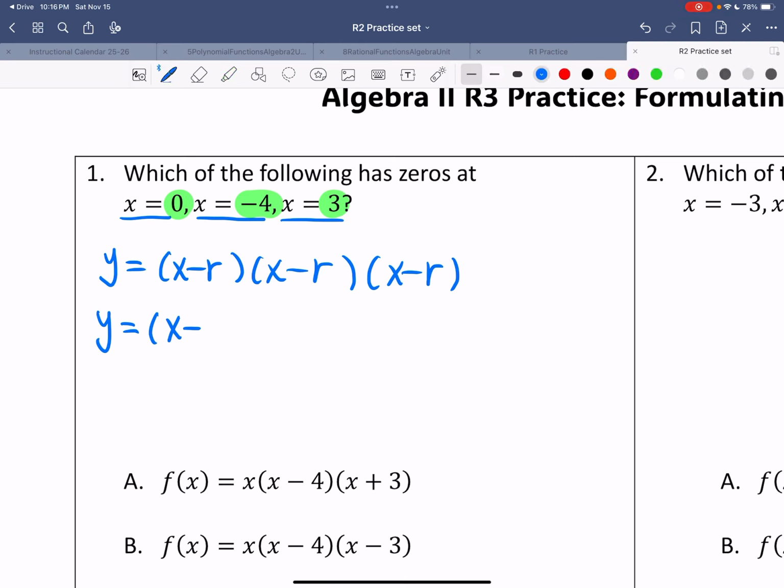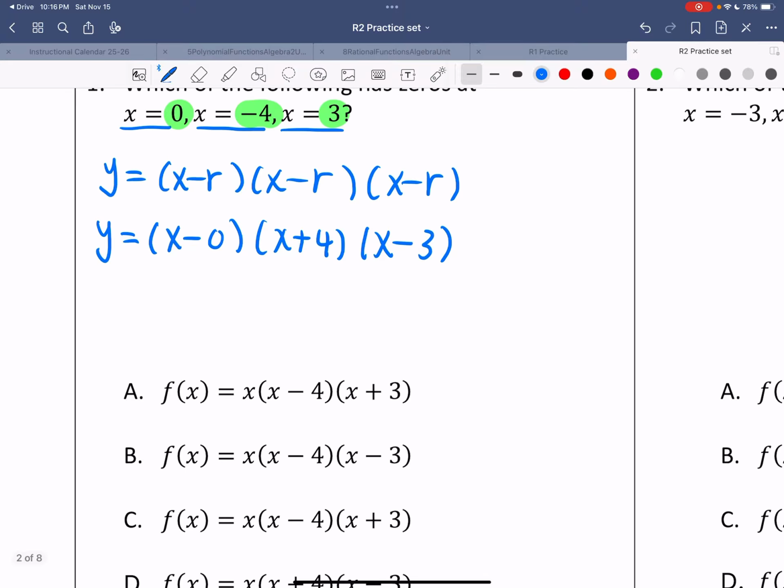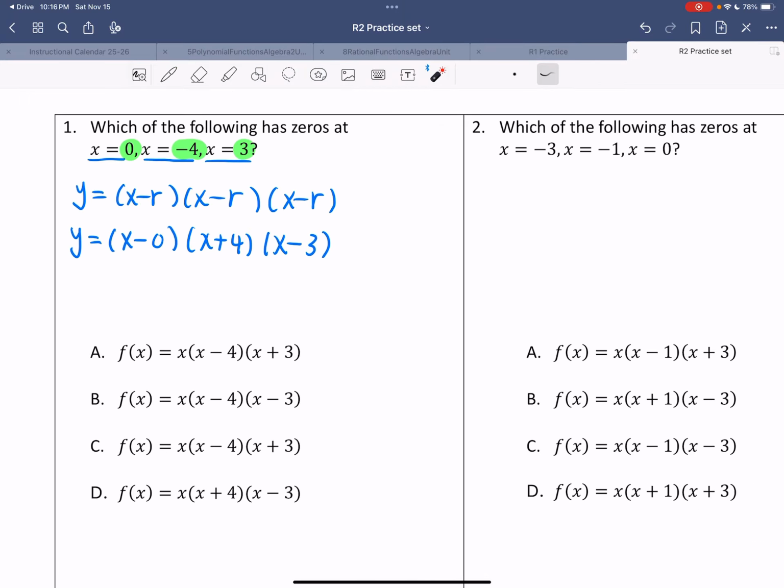So first, I'm going to plug in 0. Instead of r, I'm going to put negative 4. And that's already negative, so negative times negative becomes positive 4. And this one is going to be x minus positive 3, so it will just become 3 here. That's it. So what you can do is put all of this into decimals and see which one matches.